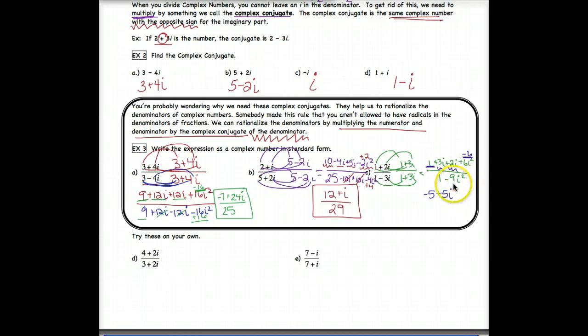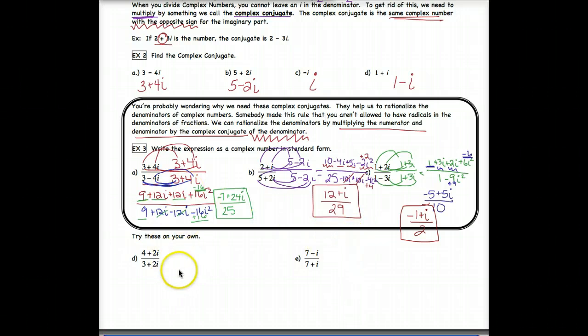On the bottom, the negative 9i squared becomes a plus 9, so 1 plus 9 is 10. I have no i's in my denominator, so that's great. This one, when I look and see, this does reduce. I can put that in a simpler form because all three terms, it has to be all of them, are divisible by 5. So I'm going to reduce that by 5 and make it negative 1 plus i over 2. So if it reduces, you will need to do that.